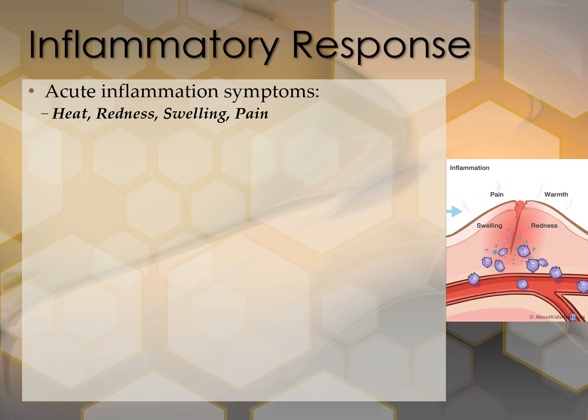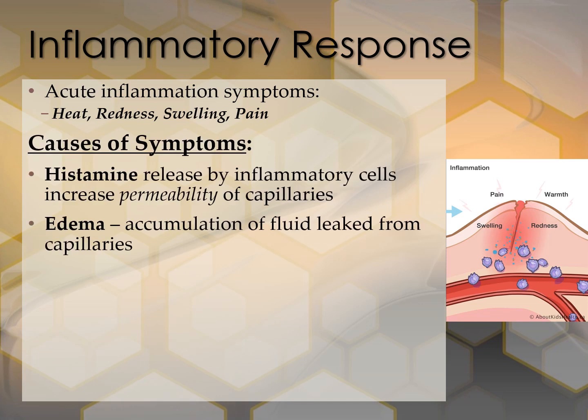So let's talk a little bit more about the inflammatory response, since that's what we're going to focus on, and we're going to talk more about the immune response in the immune lecture. So what are those acute inflammatory symptoms? It gets hot, it gets red, it gets swollen, and it gets painful. That's the classic inflammation response.